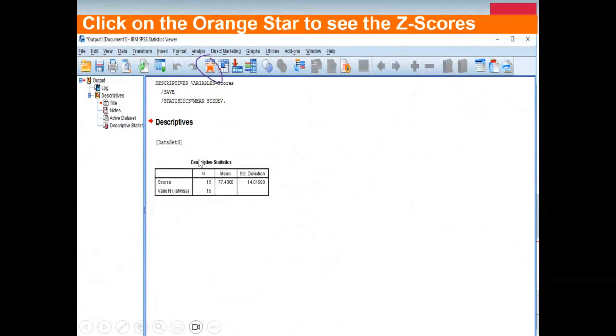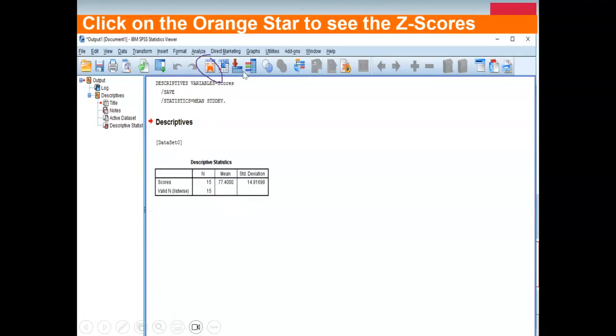As you can see, the mean for that distribution is 77.4. So somebody who scored 78 is slightly above the mean, but the z-score tells us exactly how far they are above the mean. And the standard deviation is 14.881, almost 15 points. These are important for that class.